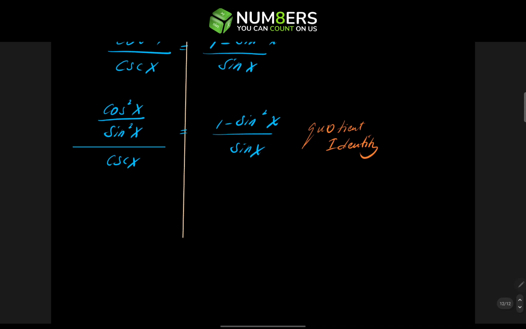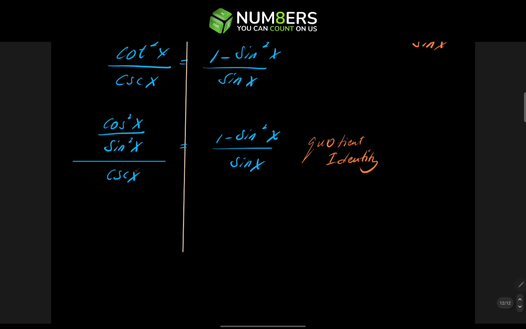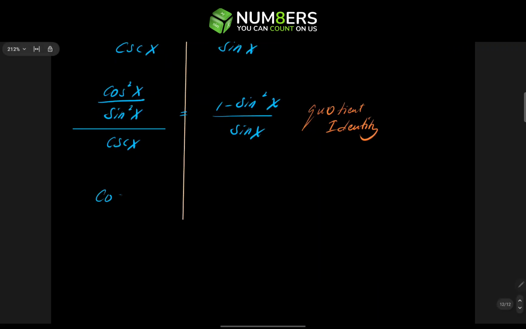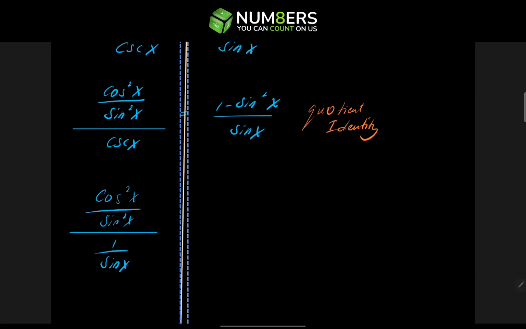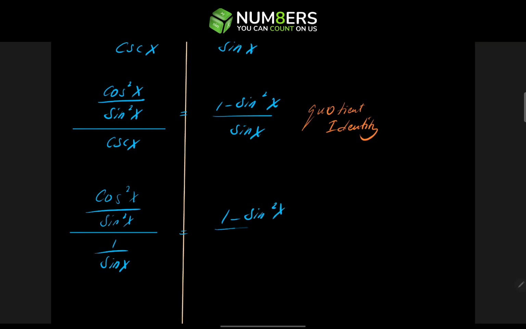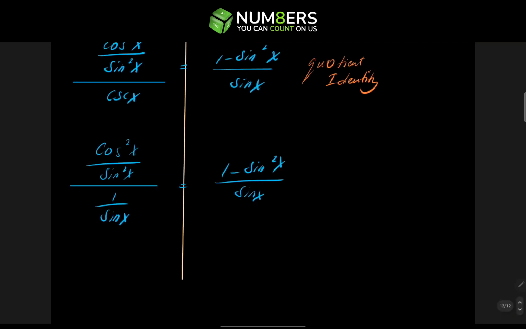And from here, we're going to write cosecant x as 1 over sine. So let's do that in the next step. We have cosine squared x over sine squared x divided by 1 over sine x. And that is equal to 1 minus sine squared x all over sine x. Here we used reciprocal identity to write cosecant x in terms of 1 over sine x. So we write reciprocal identity.